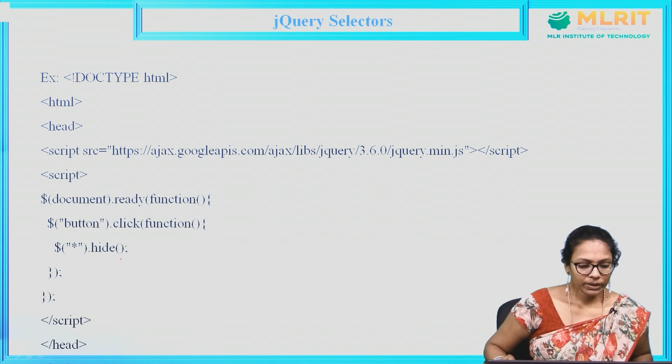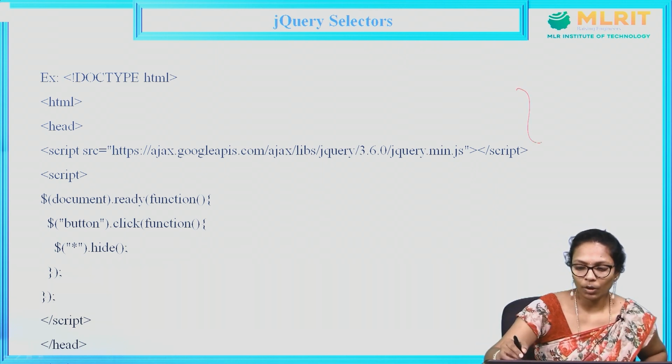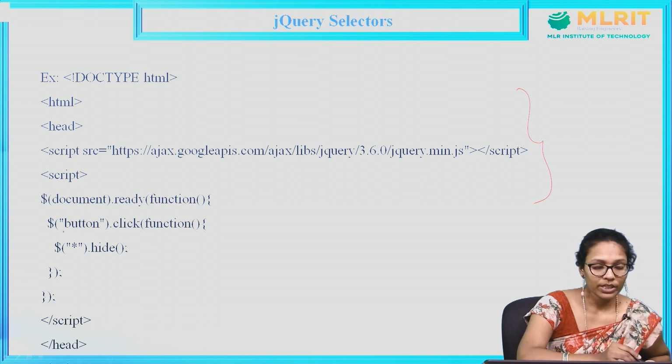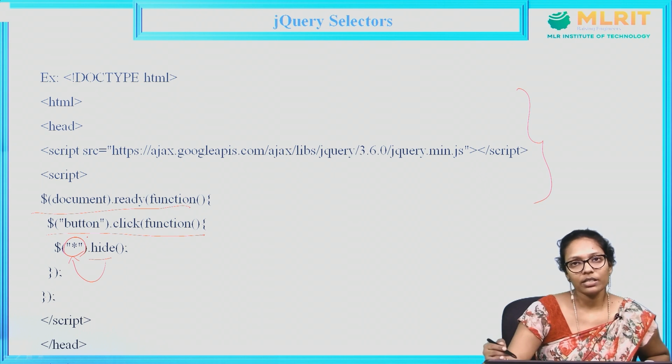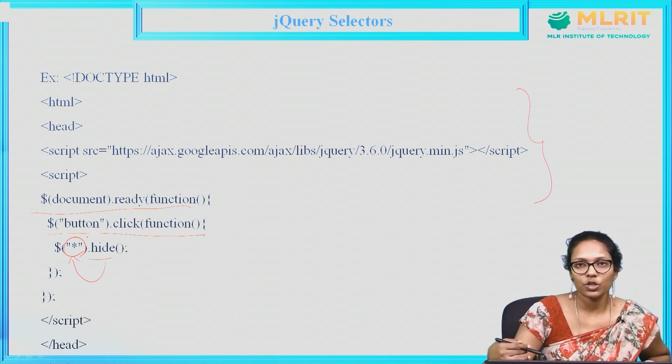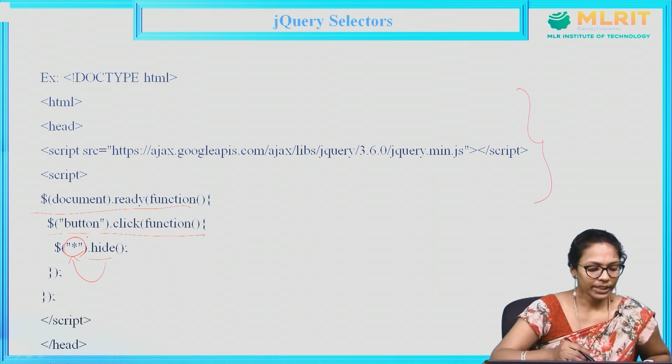So this one particular program indicates the star. So here we know this is a common code and here I'm going to execute this code whenever the document is ready. Whenever the document is ready, whenever you click on the button, hide. What will be hidden? All the elements will be hidden. Why? Because I'm using star. Star indicates all the elements of the HTML. So whatever the elements are there in your HTML part, all the elements will be hidden.